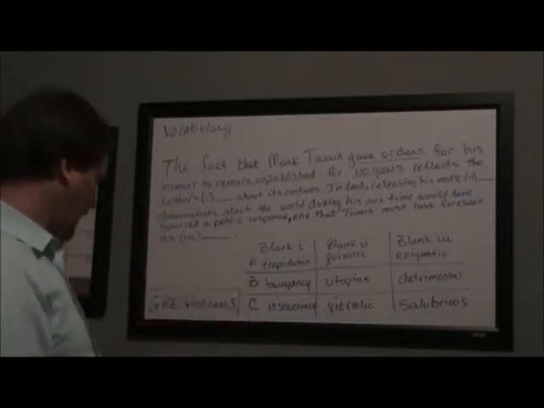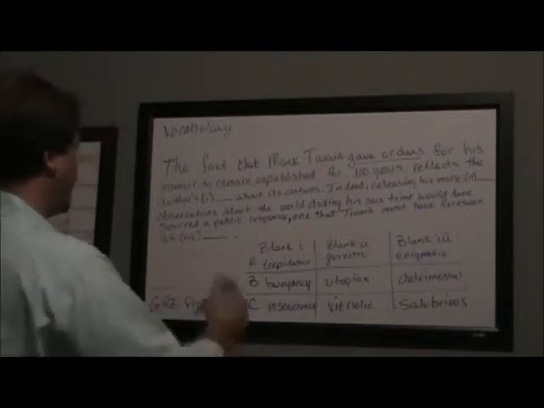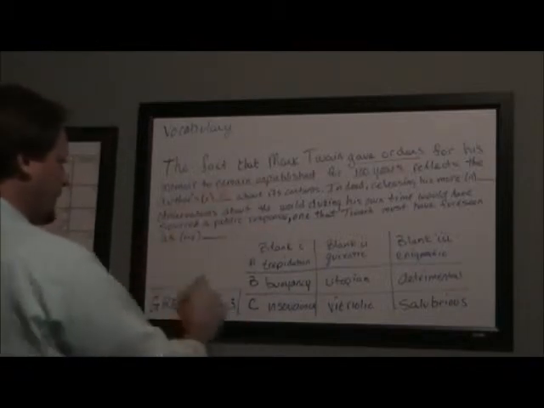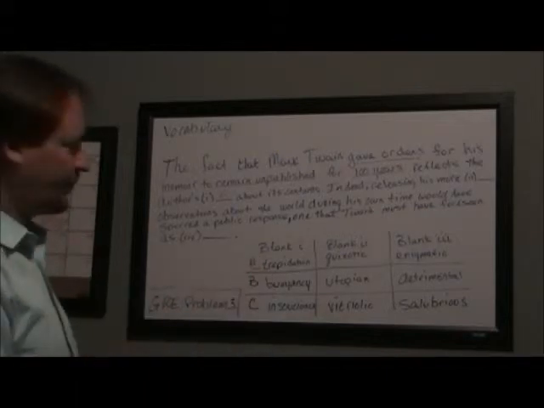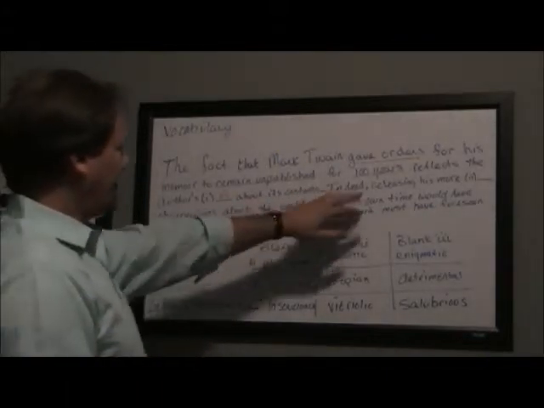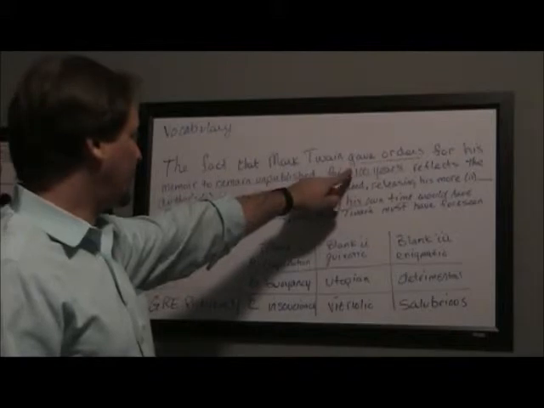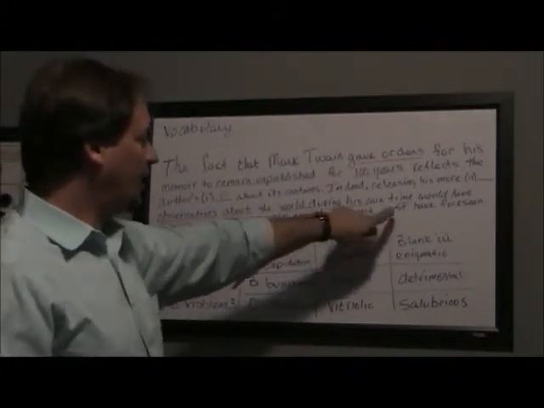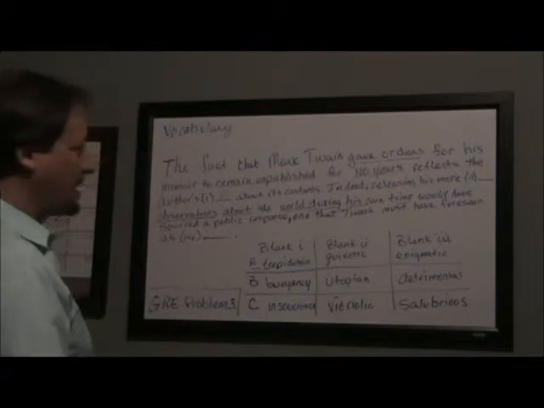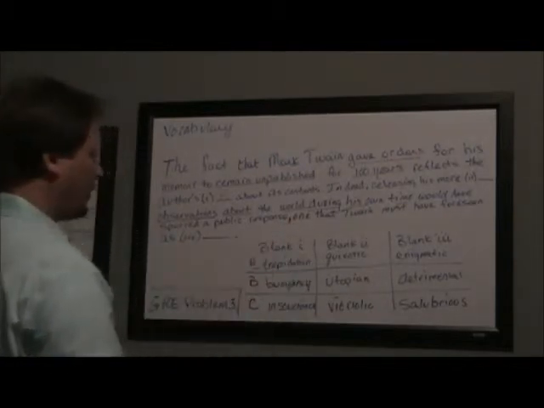So, trepidation is a feeling of fear or agitation about something that may happen. So, trepidation. About its contents. Indeed, releasing his more observations about the world during his time. He didn't want it released for 100 years. He did not want this released for 100 years past his time because it had observations about his world.